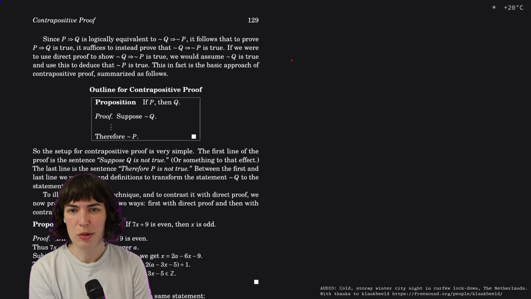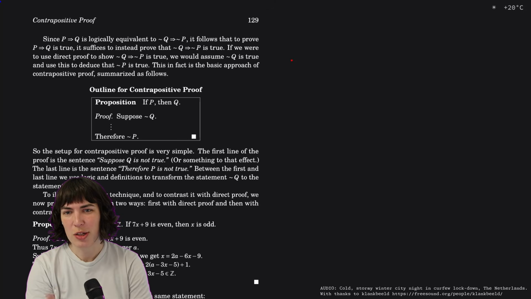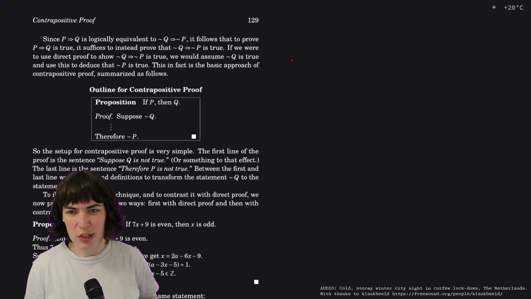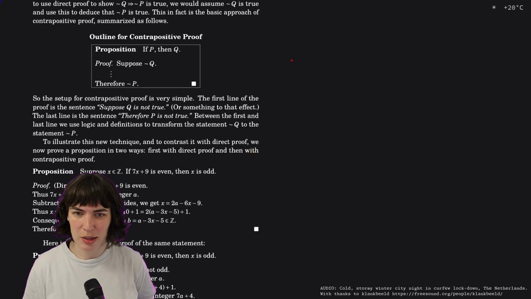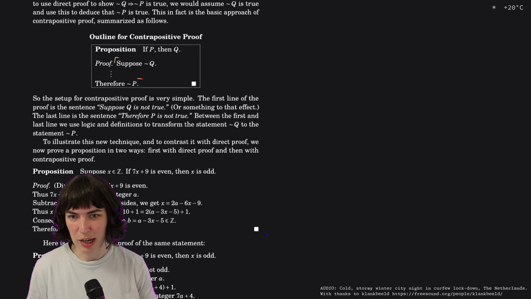Since if P then Q is logically equivalent to not Q implies not P, it follows that to prove if P then Q is true, it suffices to instead prove that if not Q, then not P is true. If we were to use direct proof to show that if not Q, then not P is true, we would assume that not Q is true and use this to deduce that not P is true. This, in fact, is the basic approach of the contrapositive proof, summarized as follows. And then we've got a template here. The thing that's different about this and direct proof is we've got a different starting point and a different ending point, so we're swapping those in.